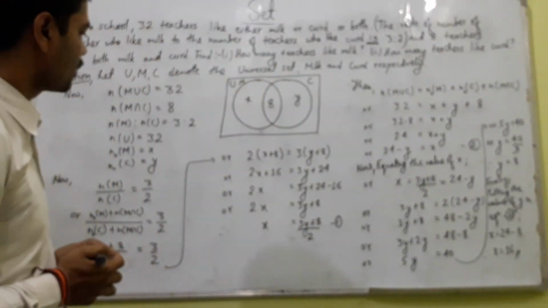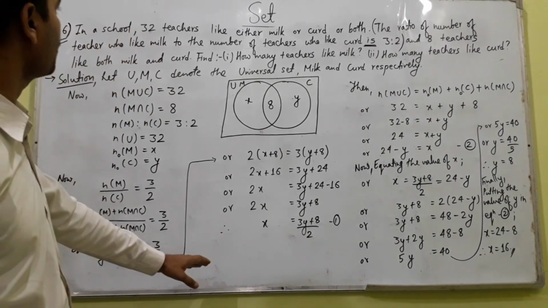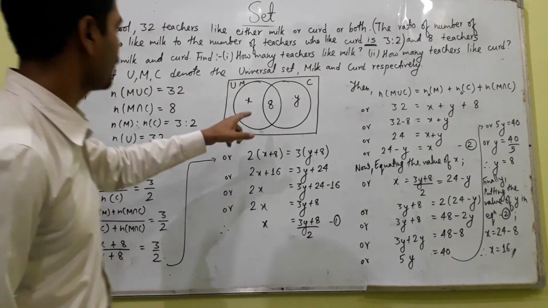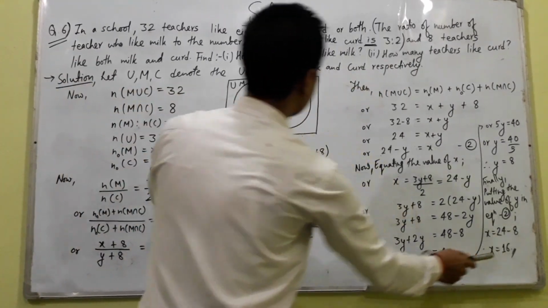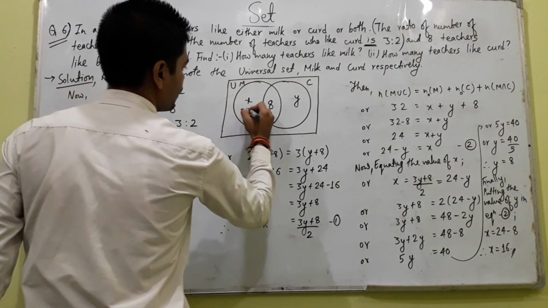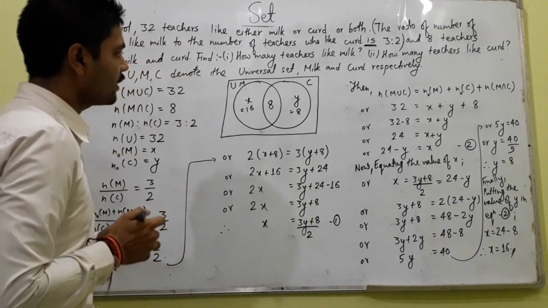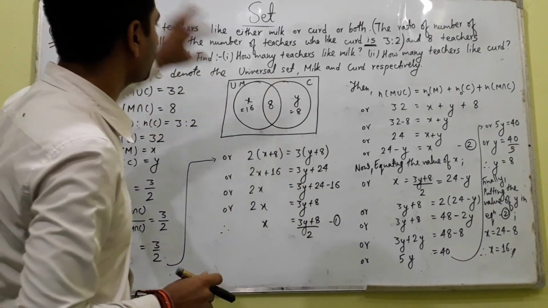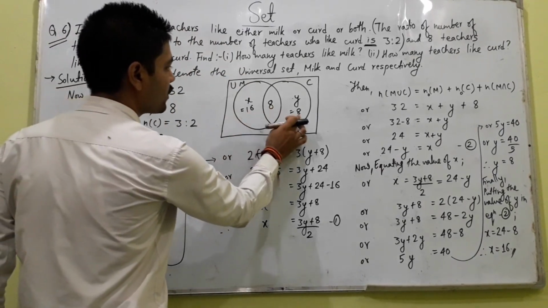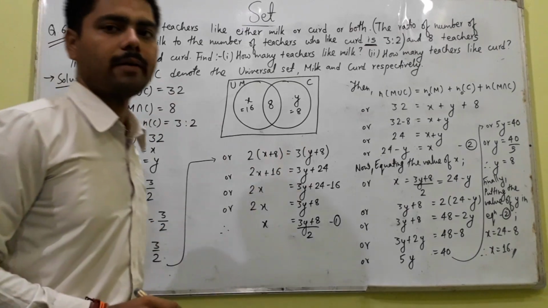I am not writing the conclusion here anymore. You can write, hence the total number of teachers who like milk only are 16 and who like curd only are 8. Let us check whether our total is equal to the total number of people given in the question or not. 16 plus 8 is 24, plus 8 is 32. So our solution is correct.